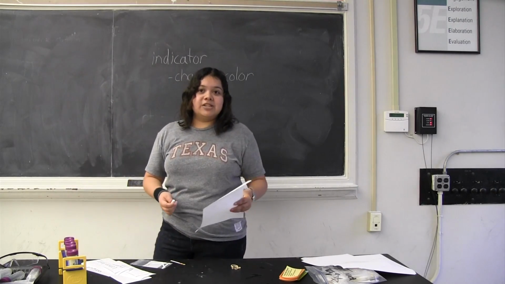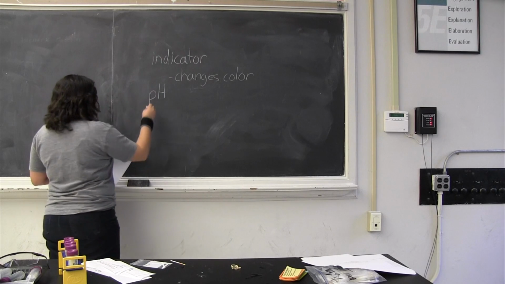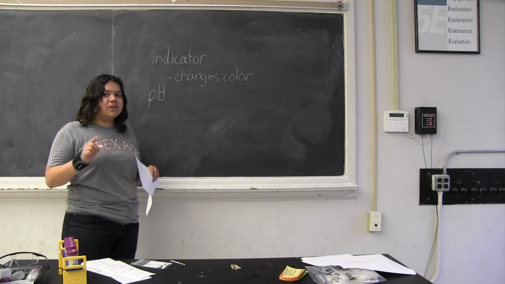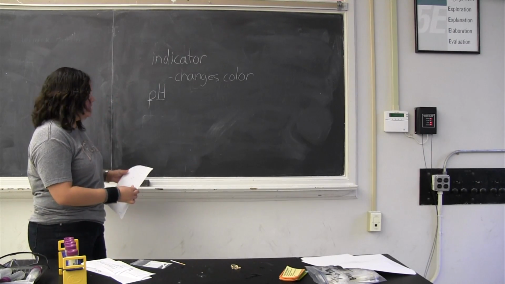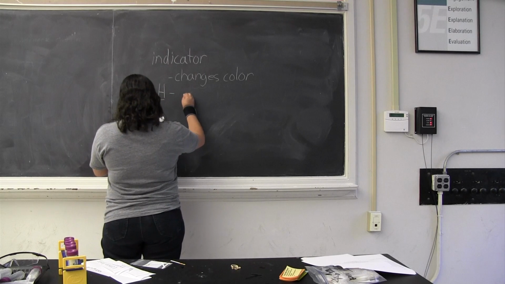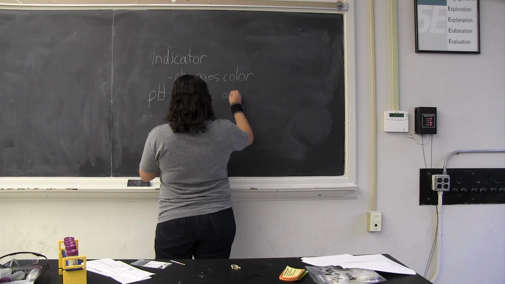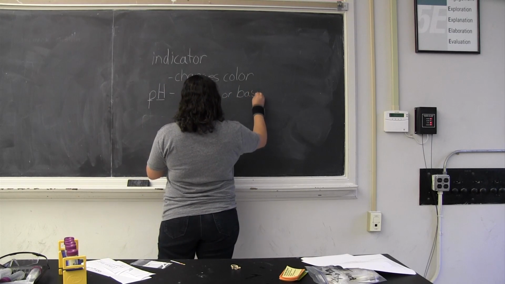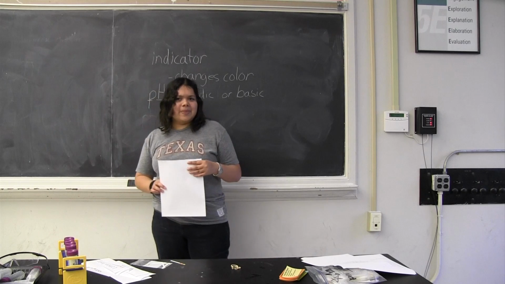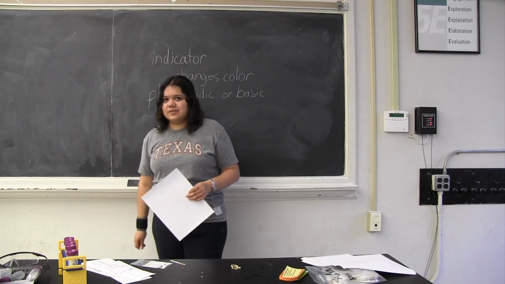Now, we can use this color change to indicate a certain property of a solution. Notice that the p is lowercase and the H is uppercase. That's how we always write pH. pH is a measure of how basic or acidic a solution is. So let's fill that out on our vocabulary sheet. pH is a measure of how acidic or basic a solution is. What does pH measure again? How acidic or basic a solution is. Correct. pH is a measure of how acidic or basic it is.